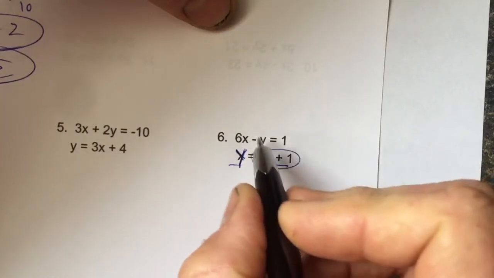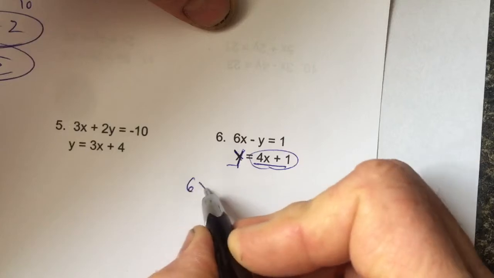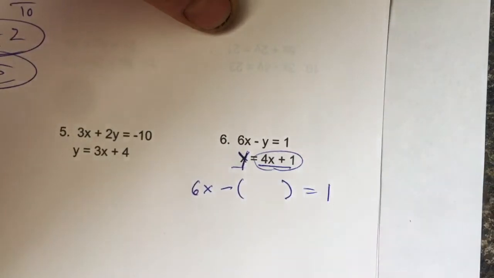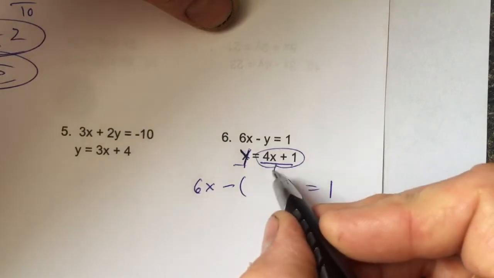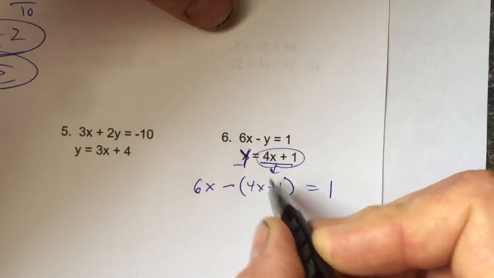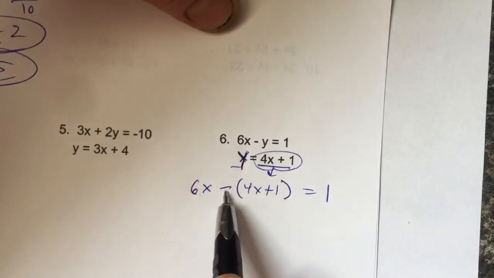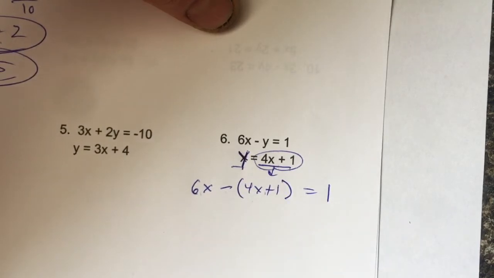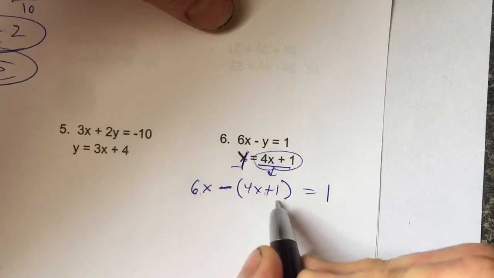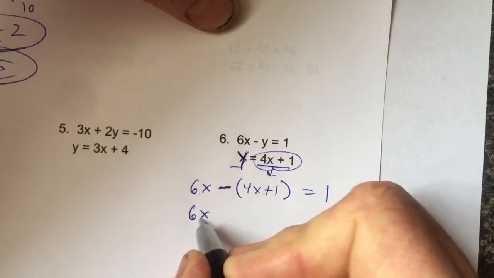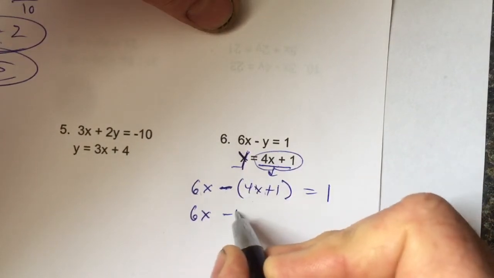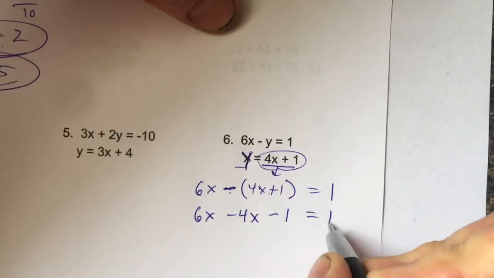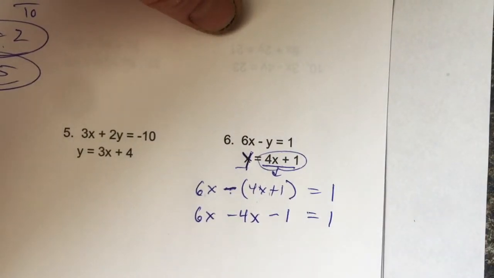So I'm going to take this and put it for y up here. So I've got 6x minus y equals 1. Right there I'm going to put this 4x plus 1 in where y was. Now see, I've got this minus in front of the parentheses, so I'm going to distribute that minus. So the minus in front of the 4x, and then the minus in front of the 1 makes that a minus 1. And so there's what I have.